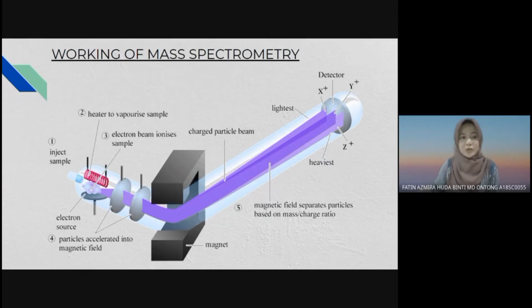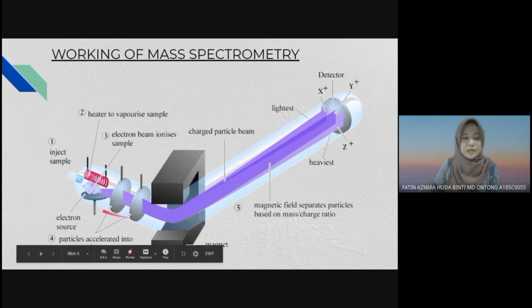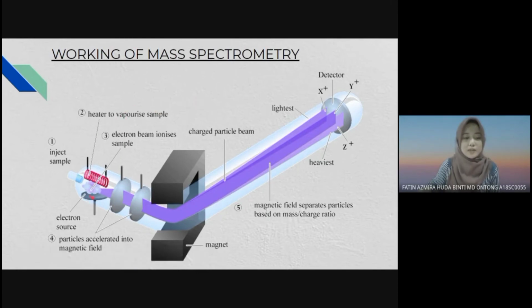Now, I'm going to tell you about the working of mass spectrometry. Before that, we need to remember that mass spectrometry is used to figure out the various isotopes of an element and what their relative abundance is. Firstly, we need to inject the sample into this instrument and then heat the sample up to vaporize it. Then the molecules of the sample are bombarded with a beam of energetic electrons. So it will ionize the sample.